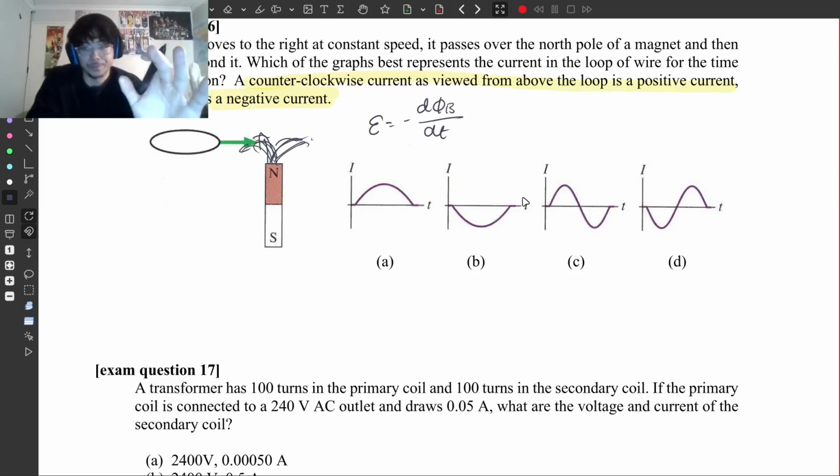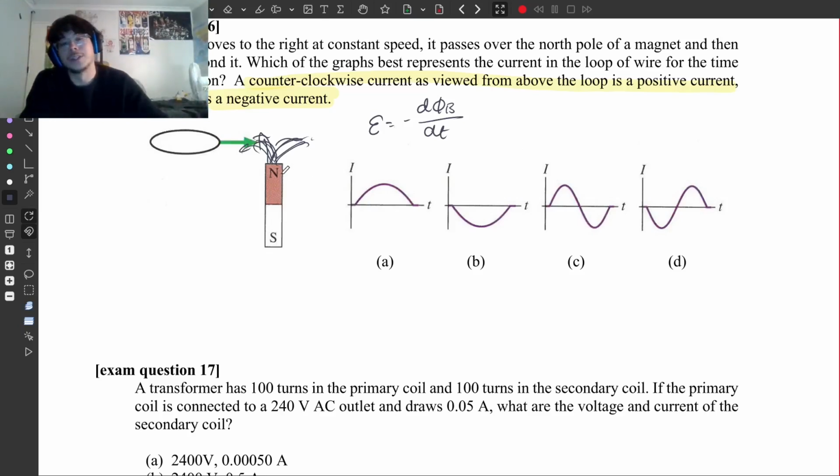So what happens is that the induced current will be in a direction where the current itself produces its own magnetic field, but the magnetic field will be in the opposite direction of the magnetic field causing the electric current or the EMF.